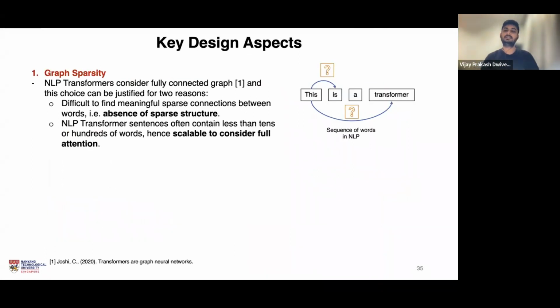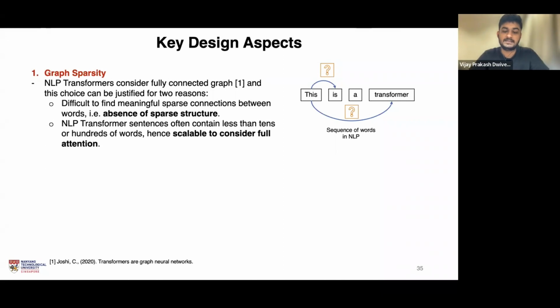So we consider two key design aspects. The first key design aspect is the sparsity. In the case of NLP transformers, because attention is performed for a particular word to all other words in the sentence, it becomes a fully connected graph of words. And why does this fully connected graph make sense?